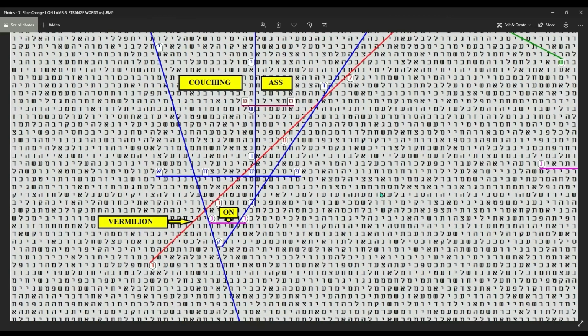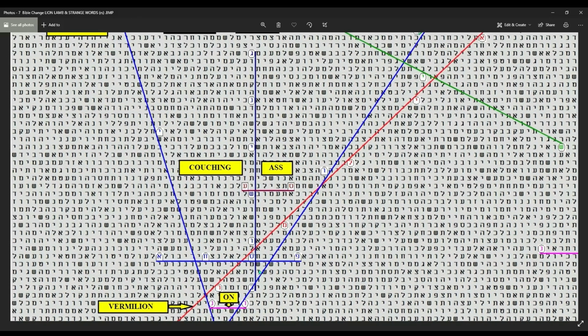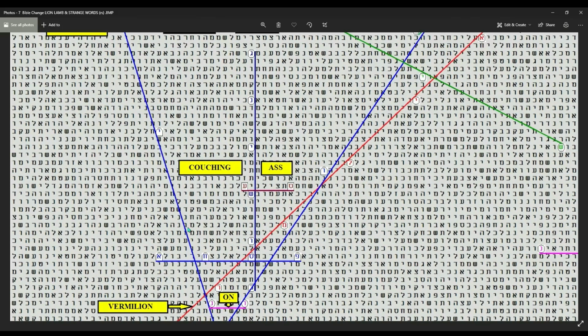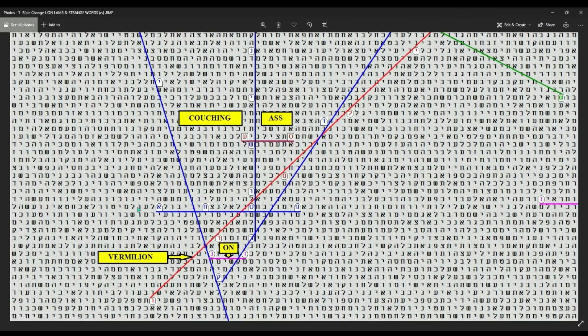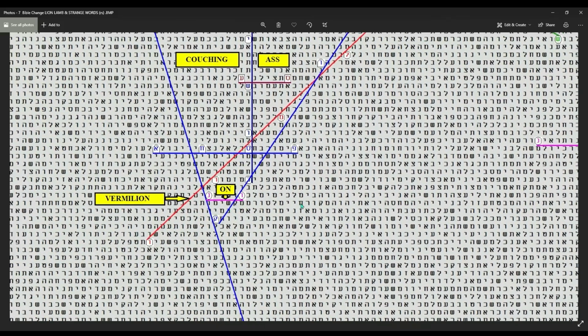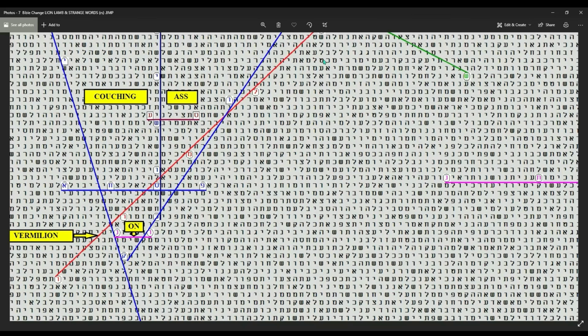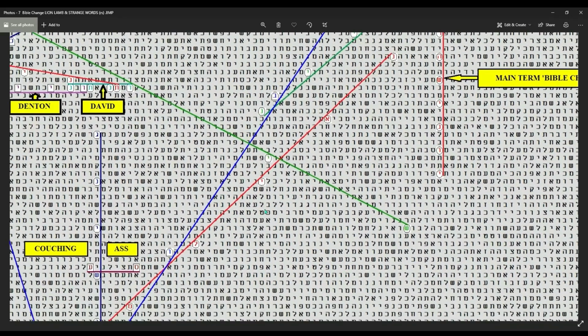More stupid words we have here. Ass couching. Can't even believe I'm saying these words. Here's the word ass and the word couching going all the way up there. Never been in the Bible, but it's in the King James version of the Bible right now. And whatever this is, vermilion, another thing, never heard that word in my life, in the red.